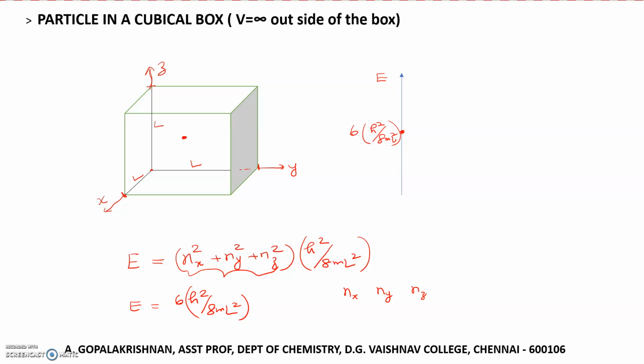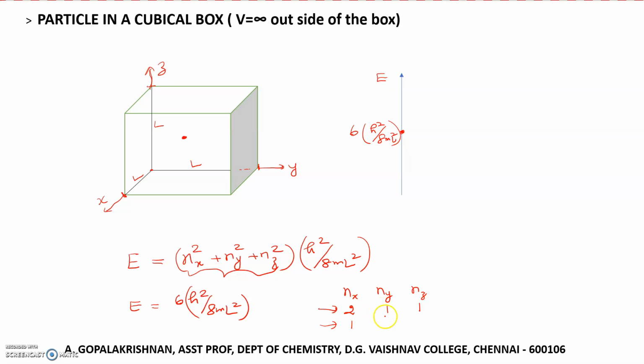To get that value 6, what are the possible numbers that these quantum numbers can take? One possibility is nx can be 2, ny can be 1, and nz 1. If you take the squares of these numbers, 2 square is 4, 1 square is 1, 1 square is 1. If you add them, you'll get 6. This is one combination. We have other possible combinations. What are they?